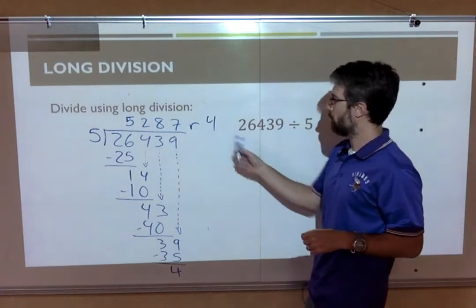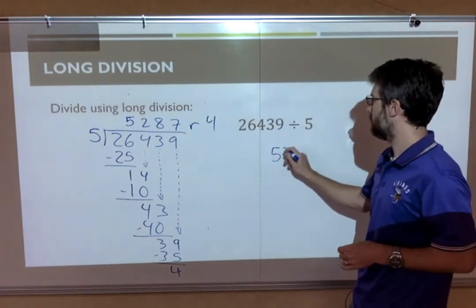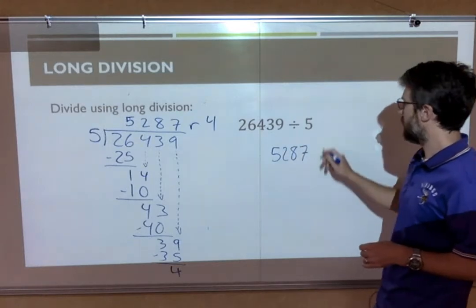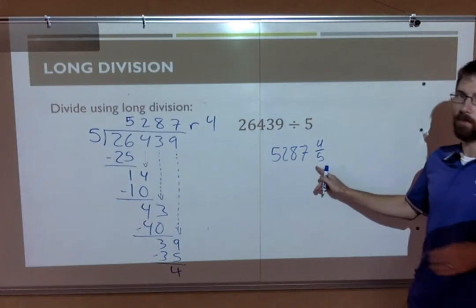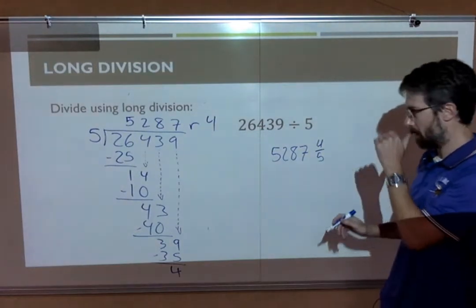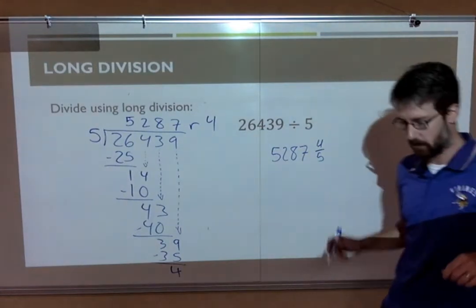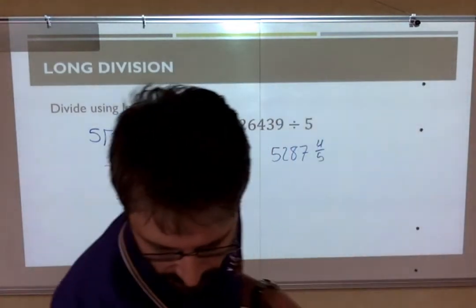There are two ways that we could write that. 5287 remainder 4, or we could write it as 5287 and 4 over 5 as a fraction. And this is going to be more like what we do when we're dividing polynomials. If there's a remainder, it's going to create a fraction on the end.